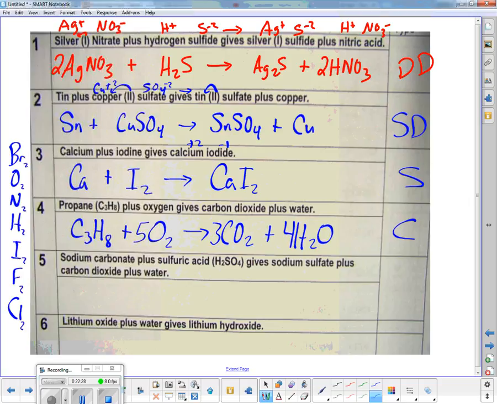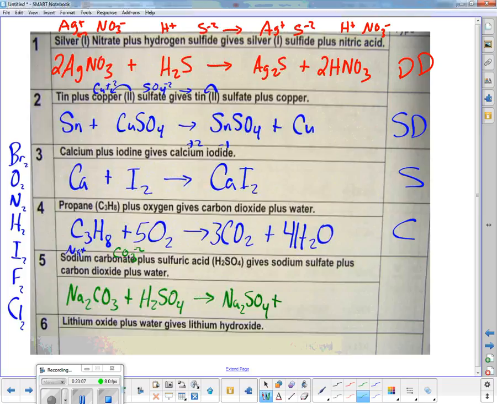Okay, sodium carbonate. Sodium is Na, and it's a plus 1. Let me grab a different color. And carbonate is CO3, and it's a minus 2. So I'm going to have to write Na2CO3 plus sulfuric acid. They were nice and gave that to us, but we could figure it out because sulfuric comes from sulfate, and acid means I'm mixing it with hydrogen. Gives sodium sulfate, and sodium's a plus 1, sulfate's a minus 2, so I'm going to need 2 sodiums with the sulfate plus carbon dioxide and water.